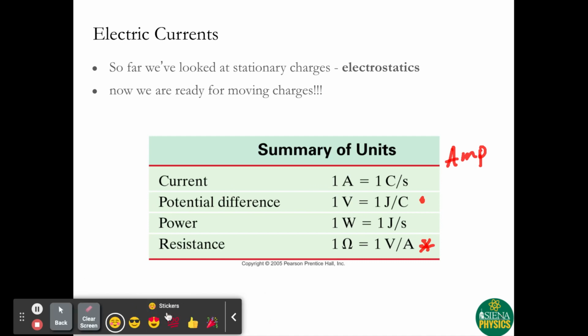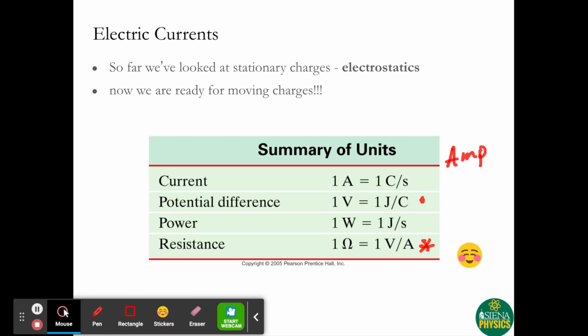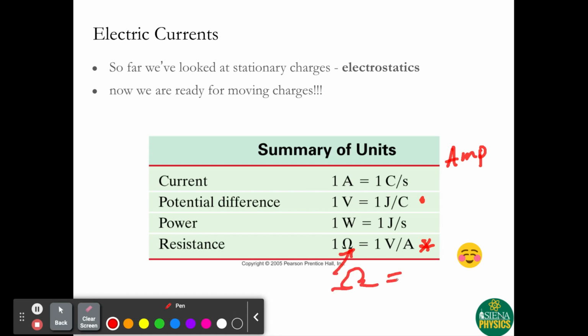Resistance is our main topic of today, and that is measured in units of ohms. That symbol is the Greek letter omega, and OHM is the ohm. Okay, so off we go.